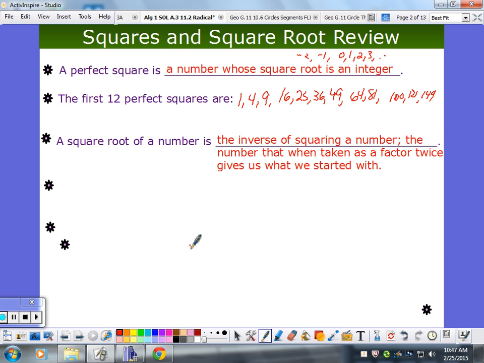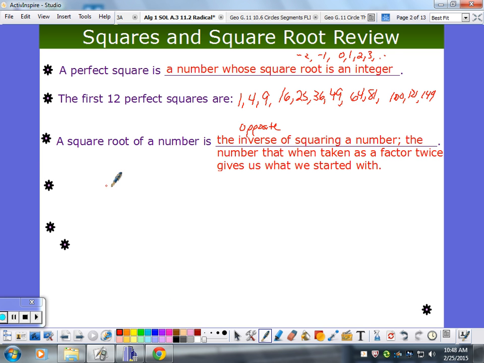Here's my definition: the square root is the inverse of squaring a number. What does that mean? It's the opposite. It's kind of like taking a perfect square, but I'm going the other way. It's the number that when taken as a factor twice gives you back what you started with. We're trying to get a very general definition. What's the square root of 9? 3, because that number times itself gives me 9.